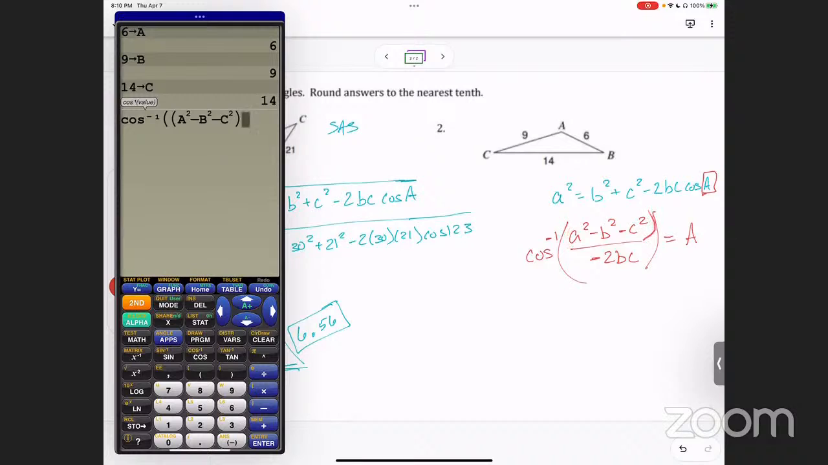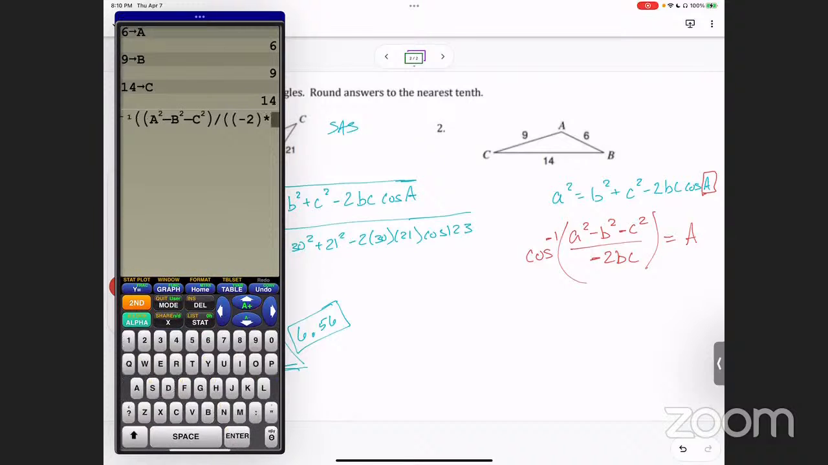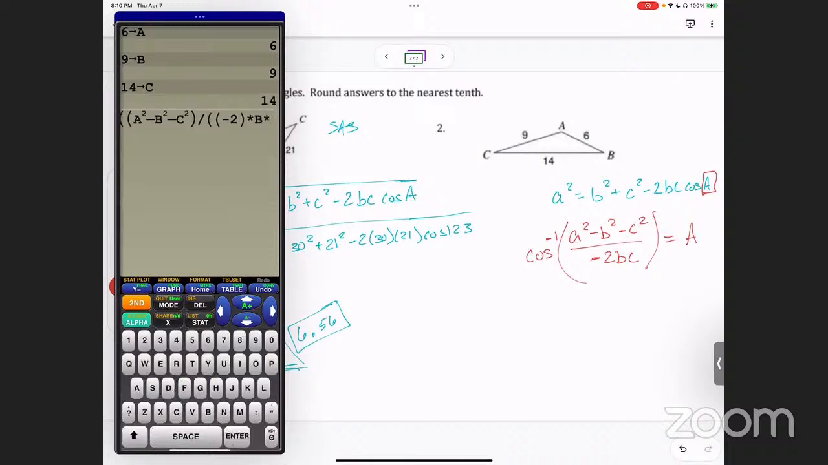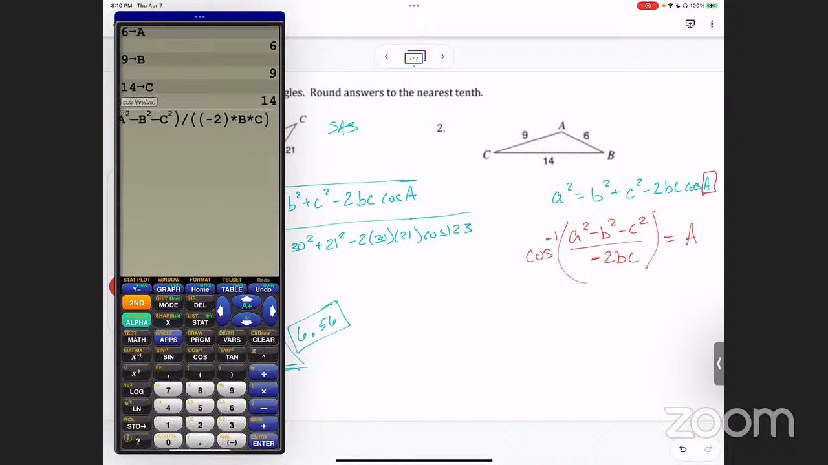Got it? Yep. And I'm going to divide that by, and I'm going to be super psycho about this too. I'm going to put -2 in parentheses times b. I don't really probably need to put the times, but I'm going to do it, times c. And then I'm going to close that parentheses off.